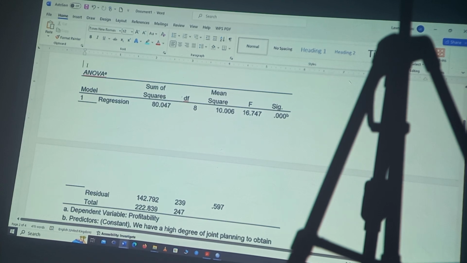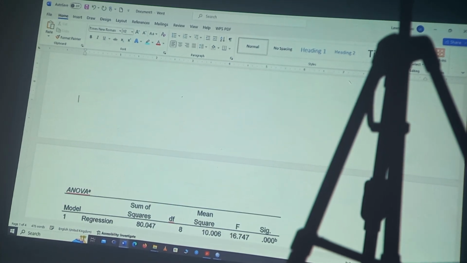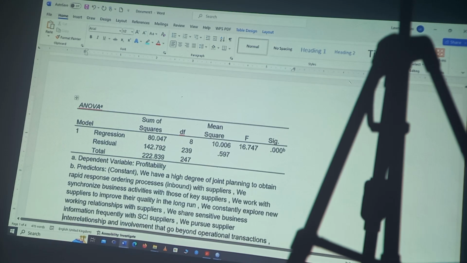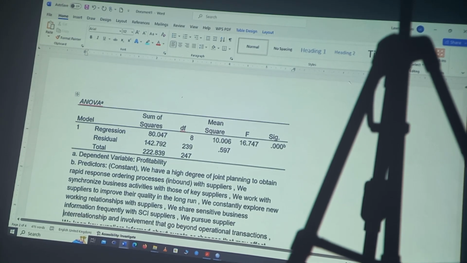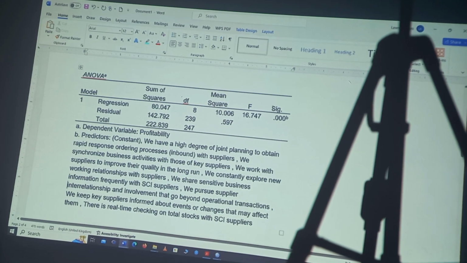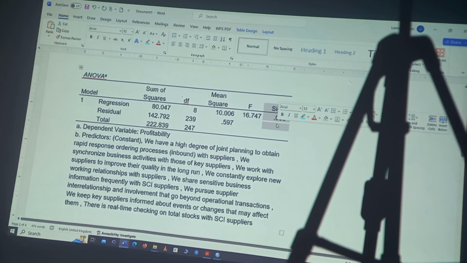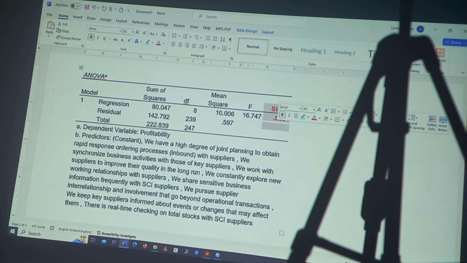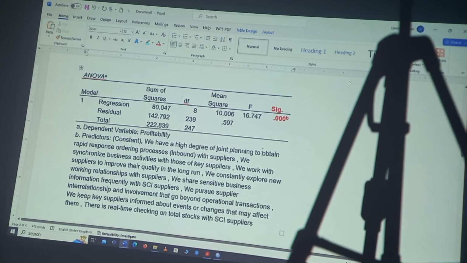So you go to a table called ANOVA. That is what I told you about. That's where you check significance. The sig value is here. What do we get as the sig value? 0.002. That is less than 0.05.